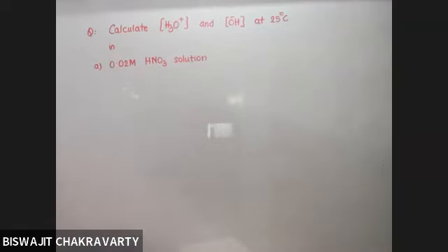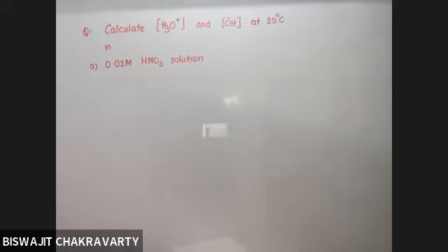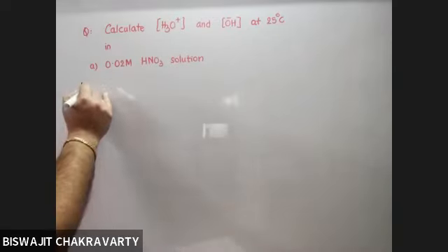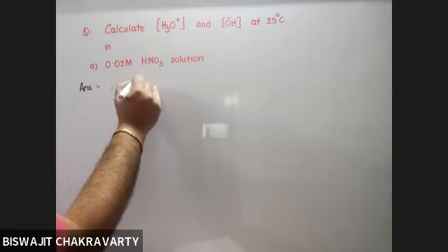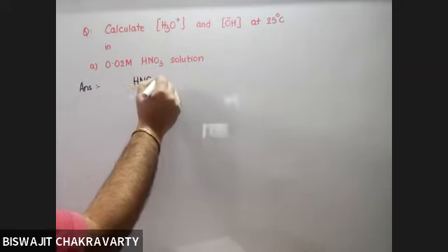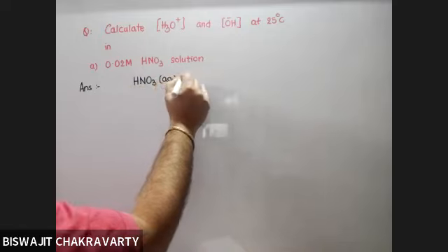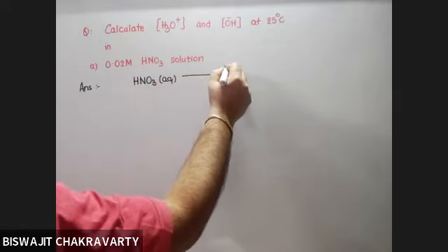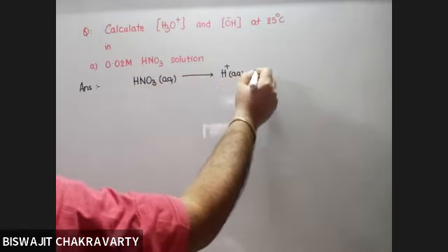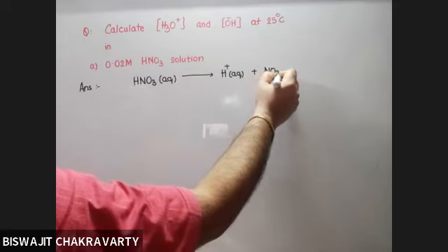Calculate [H3O+] and [OH-] at 25 degrees Celsius in a 0.02 molar HNO3 solution. So how are we going to calculate it? Let us see. HNO3 is a strong acid. So HNO3 in aqueous medium will completely break down to give H+ plus NO3-.